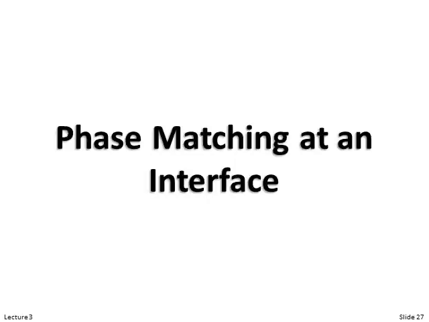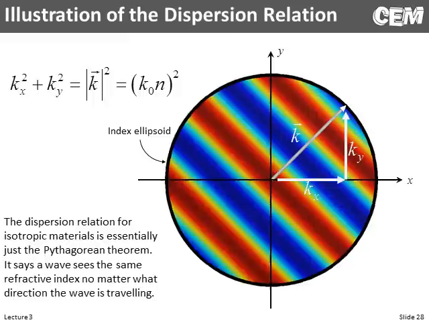Phase matching at an interface. This is going to be really important, particularly when we calculate how much power is entering and exiting your model. So this is my way of illustrating the wave and the index ellipsoid all at the same time. So the big circle, that's the index ellipsoid. So we're in a nice, well-behaved isotropic material. And I just filled in what the wave looks like on the inside.